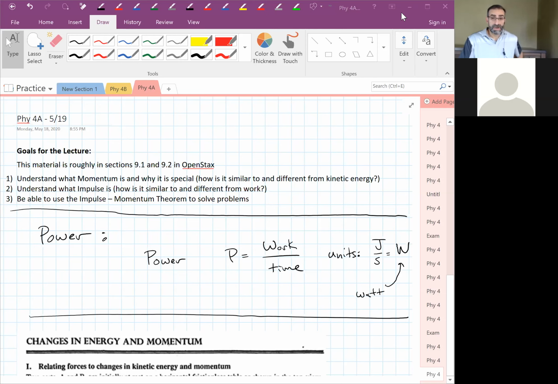Power is work over time, work divided by time. So it has units of joules per second. We get tired of writing joules per second all the time, so we write watts. Power is units of watts, a joule per second.